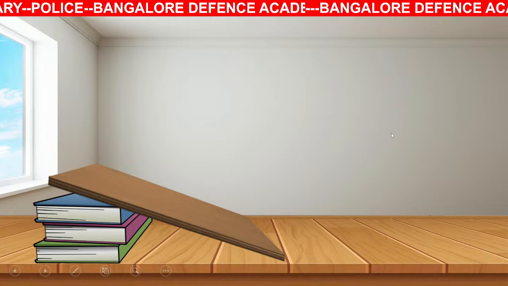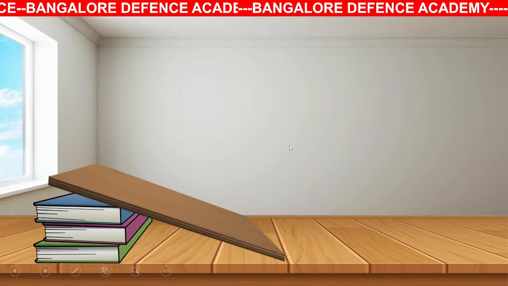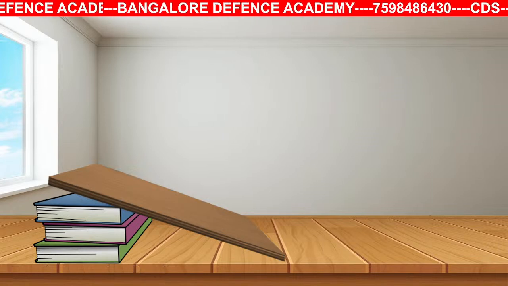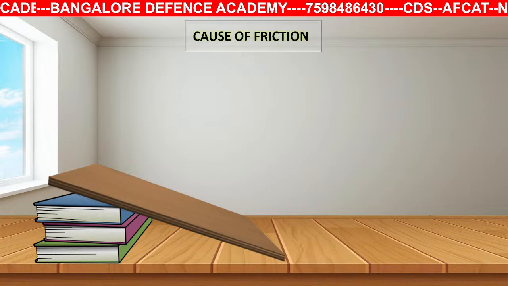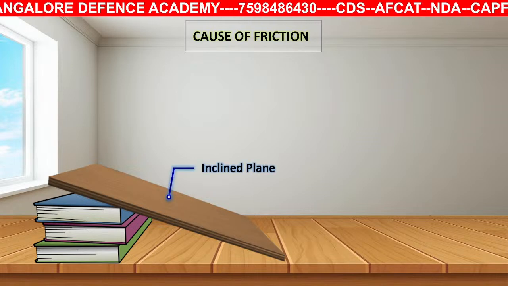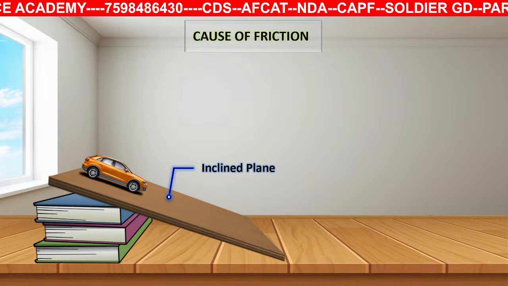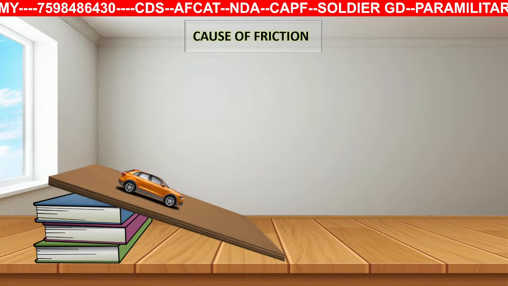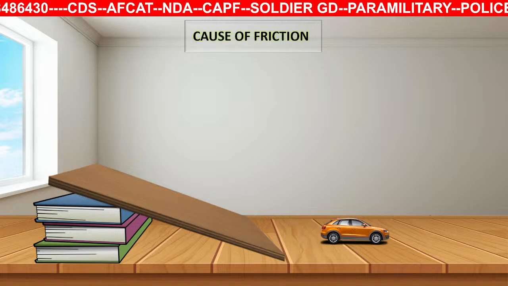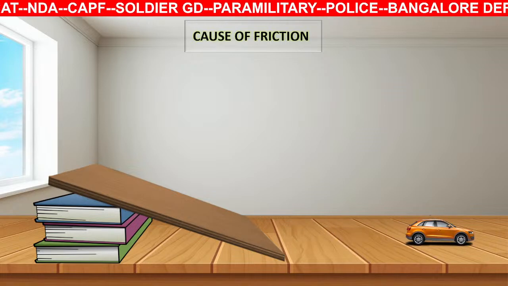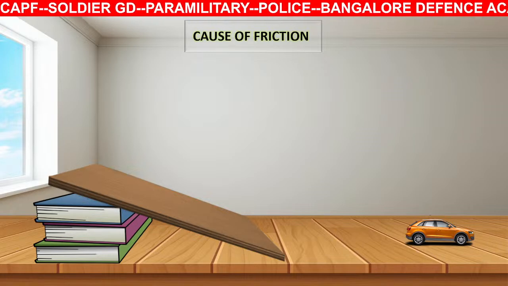Okay, now look at this. I'll do a small experiment. You have to tell me what is happening here. I have kept some books and a plank, and I'm going to keep a small toy car here. Imagine this is the inclined plane, at a certain angle, and this is the car. Imagine a toy car. The car has traveled a certain distance, right? But it stops after traveling a certain distance.